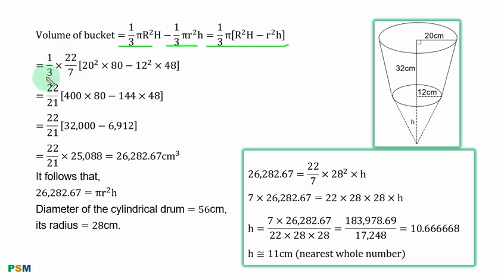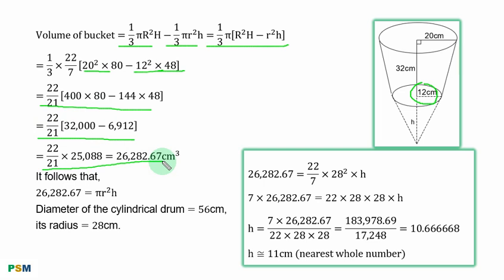So you have 1 over 3 times 22 over 7, bracket open. You have radius of the bigger cone is 20. You square it times the height 80 minus radius of the smaller cone 12. You square it times the height of the smaller cone 48 in this form. When you simplify, you have this result followed by this and this result.